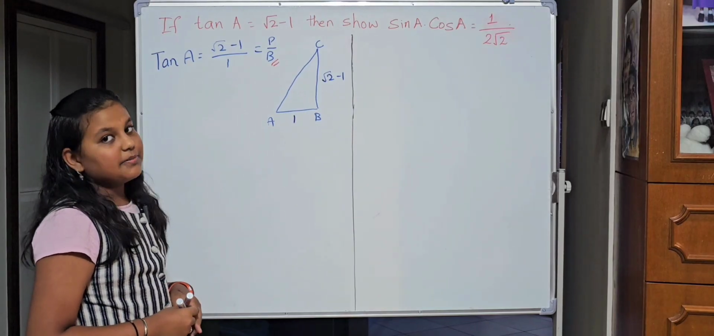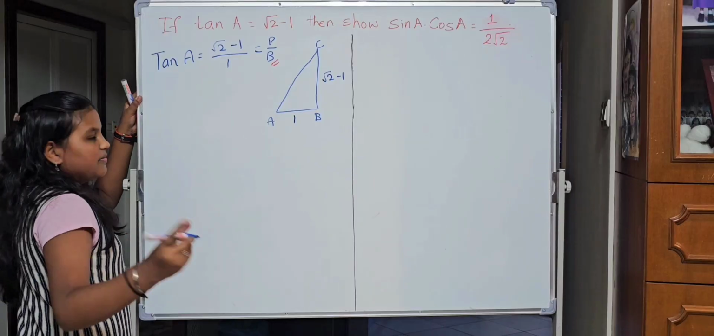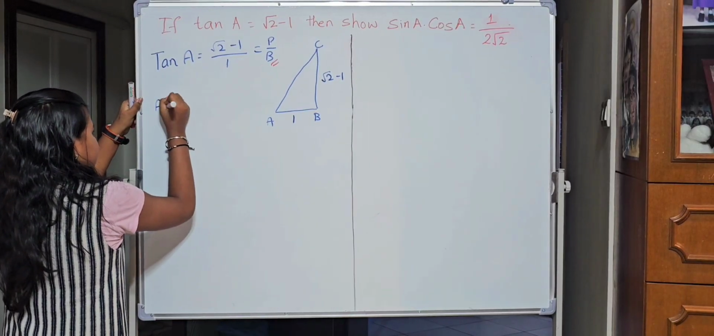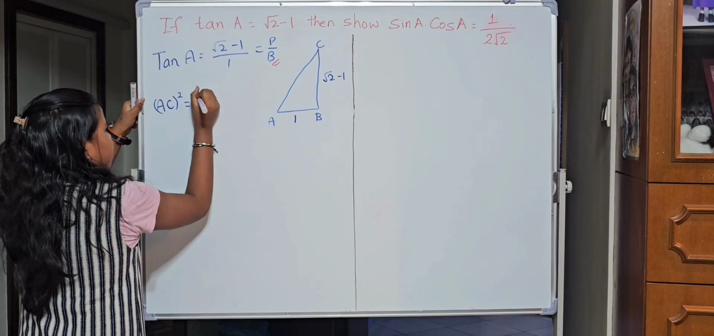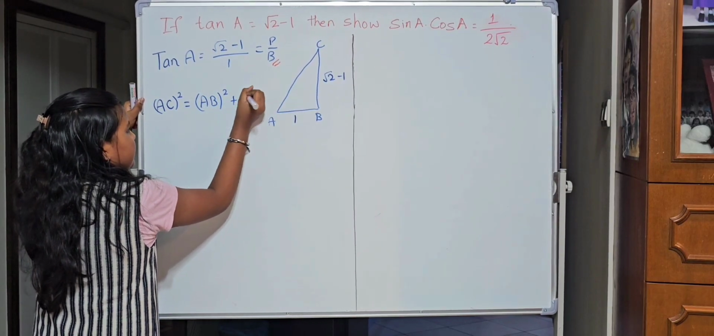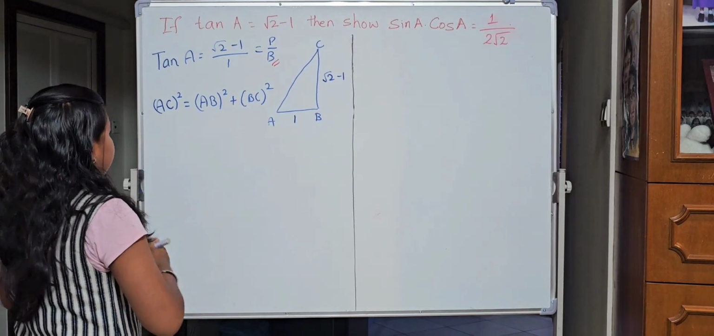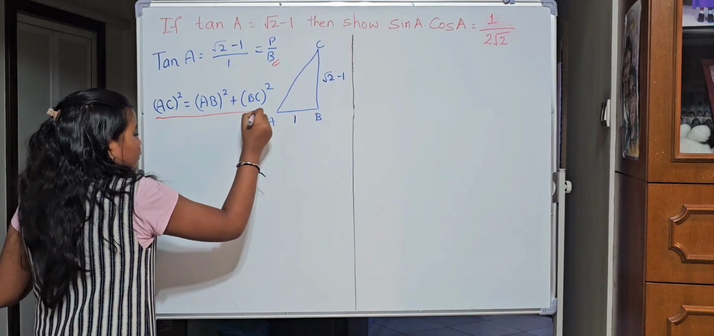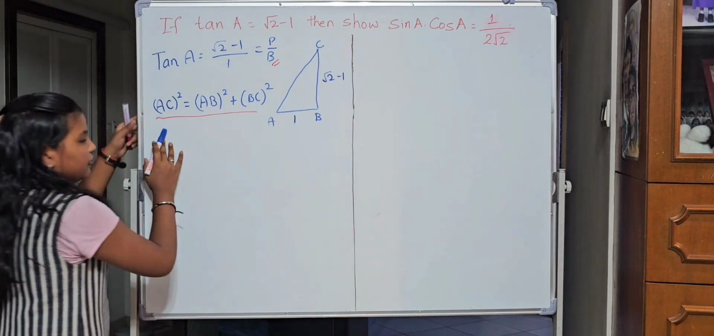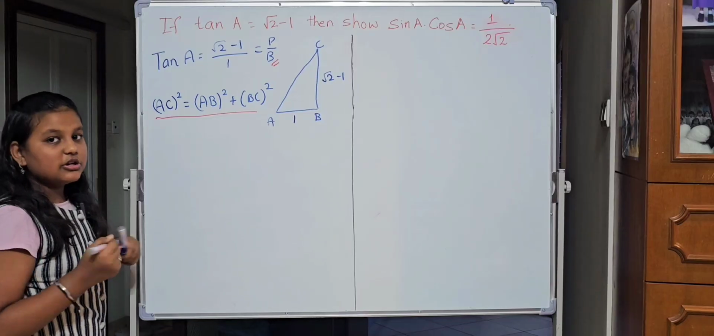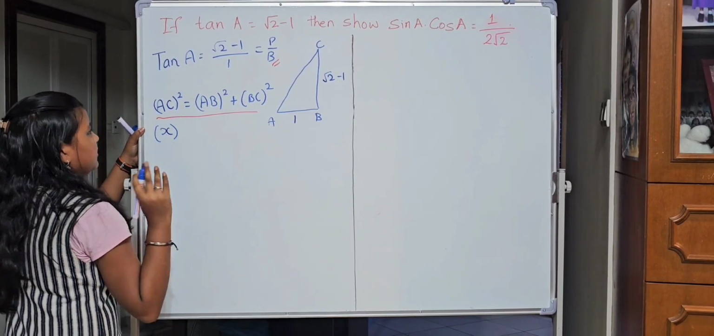The Pythagoras theorem. So what is the Pythagoras theorem? Tell it with me. AC whole square equals AB whole square plus BC whole square. It's a very important formula. Please remember it. I'm underlining it so that you know it's important. Now we are going to put in the values. Do we know AC? No. So what are we going to denote it with? We are going to denote it with x.